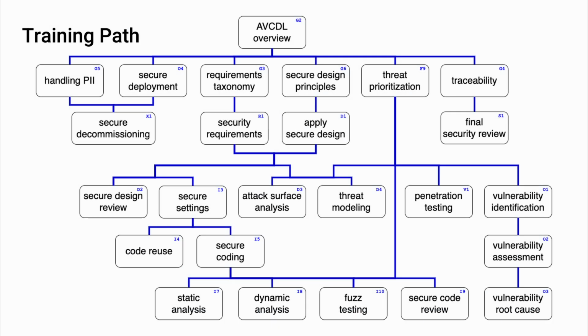Here's the overall AVCDL training path. If you're taking this training, it's assumed that you've already completed the AVCDL overview training and that you've also completed the requirements taxonomy, security requirements, secure design principles, apply secure design, and threat prioritization trainings. This training will cover issue triage.